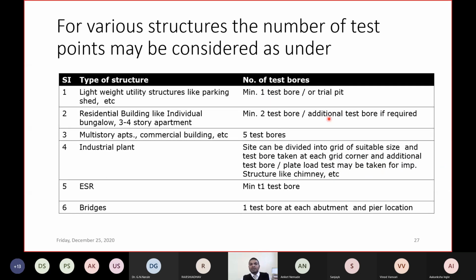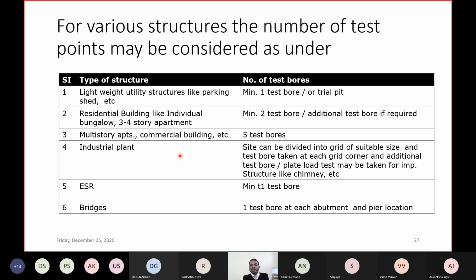For various structures, the number of test points may be considered as follows, according to the type of structure. If you have a lightweight utility structure, then a minimum of one test bore or trial pit will be sufficient. For a residential building or up to a 3-4 story apartment, a minimum of 2 test boreholes, and an additional test bore if it is heterogeneous material and you find variation in the two boreholes. For a multi-story apartment and commercial building, 5 test boreholes are required.